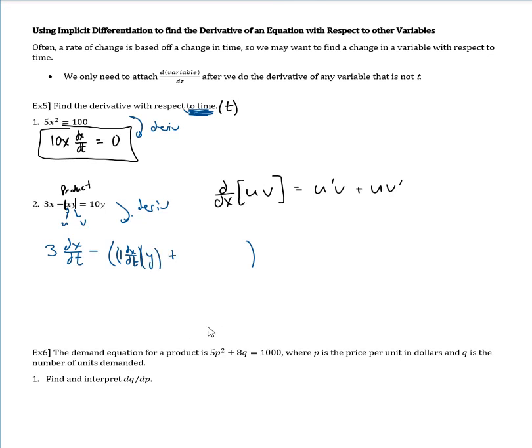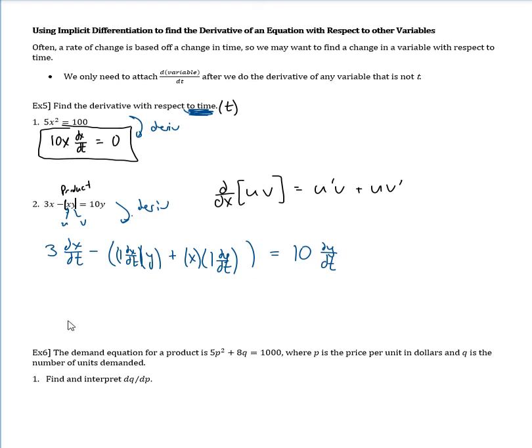And then we have plus, my u is just x. And then my derivative of v, which is the derivative of y, would be 1, but again, attach dy dt. So it's whatever the letter is, dt. Notice I have dx dt and I have dy dt. And then equals, so we finished our product rule, equals the derivative of 10y, which the power rule tells us would be 10, but with respect to t means dy dt. And then that's about it.